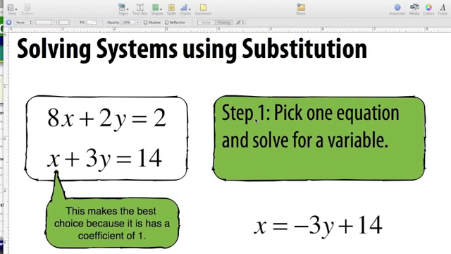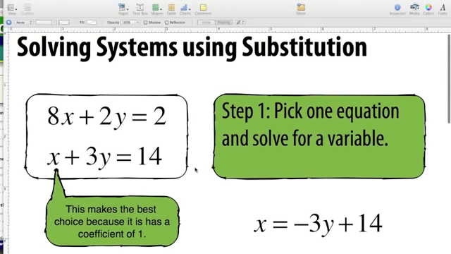Substitution, this is an idea that you're very familiar with. It's not any special version, it's just we're going to use that idea and we're going to work from one equation to the next. The very first thing you do is look at your equations. Sometimes you have a better choice, sometimes it doesn't really matter. What you want to do is decide which of these equations do I want to solve for one particular variable.